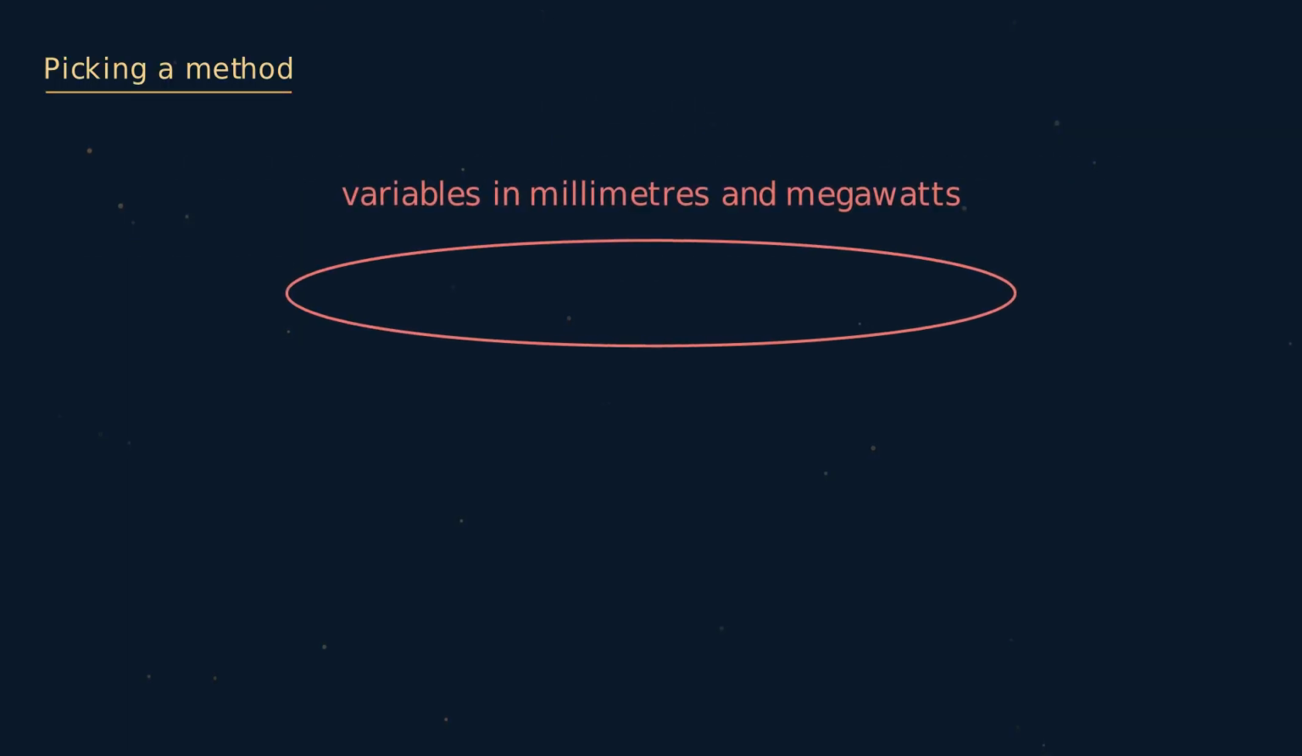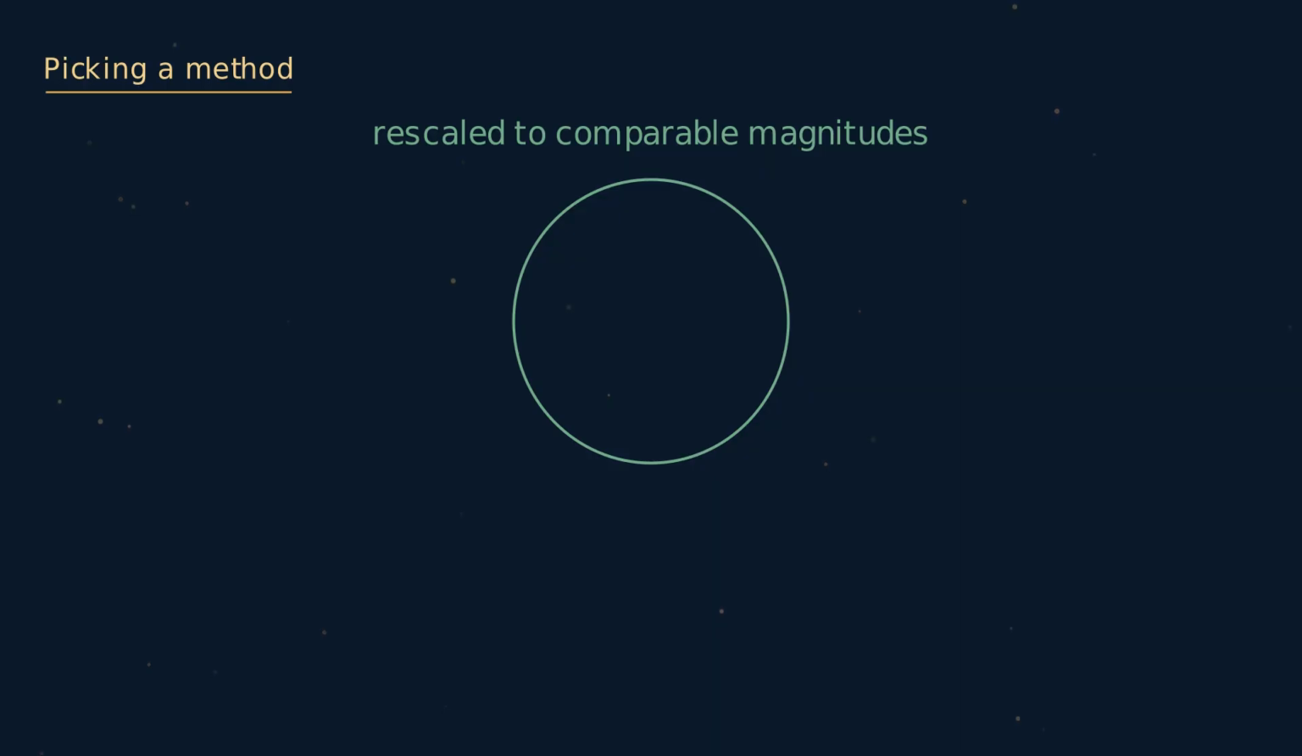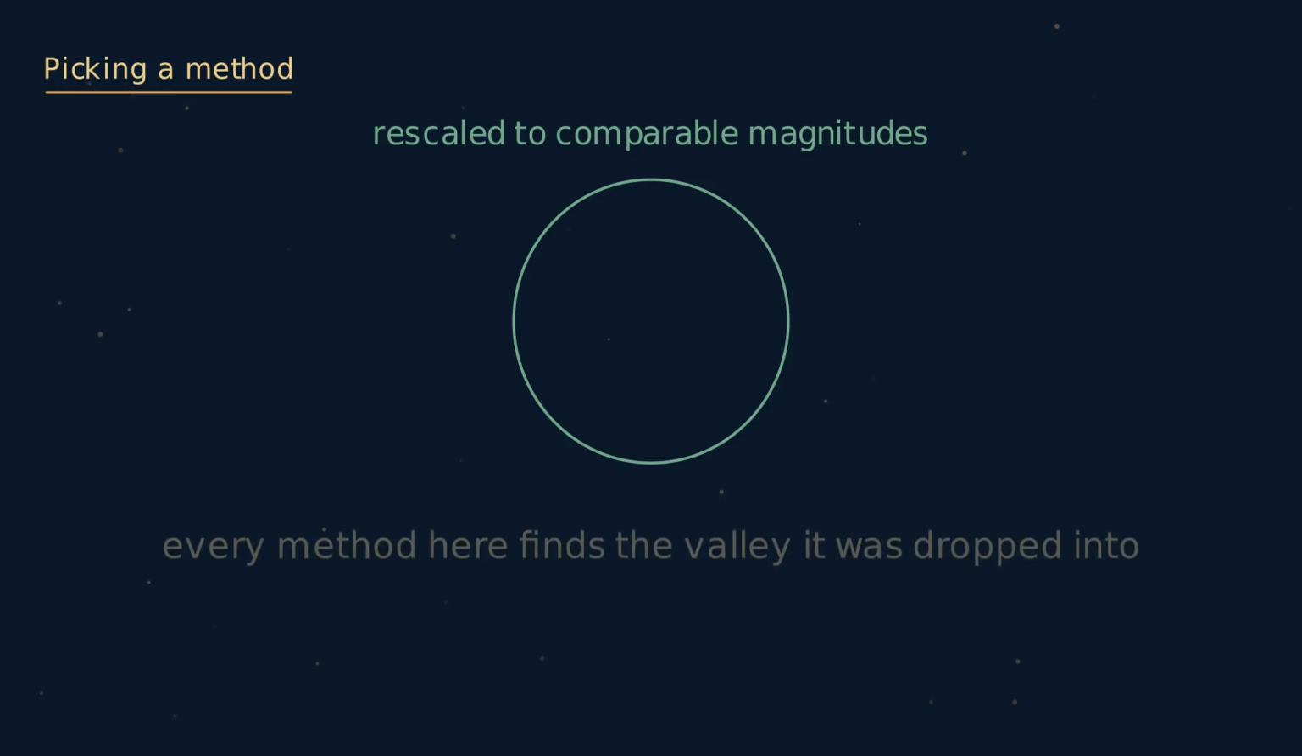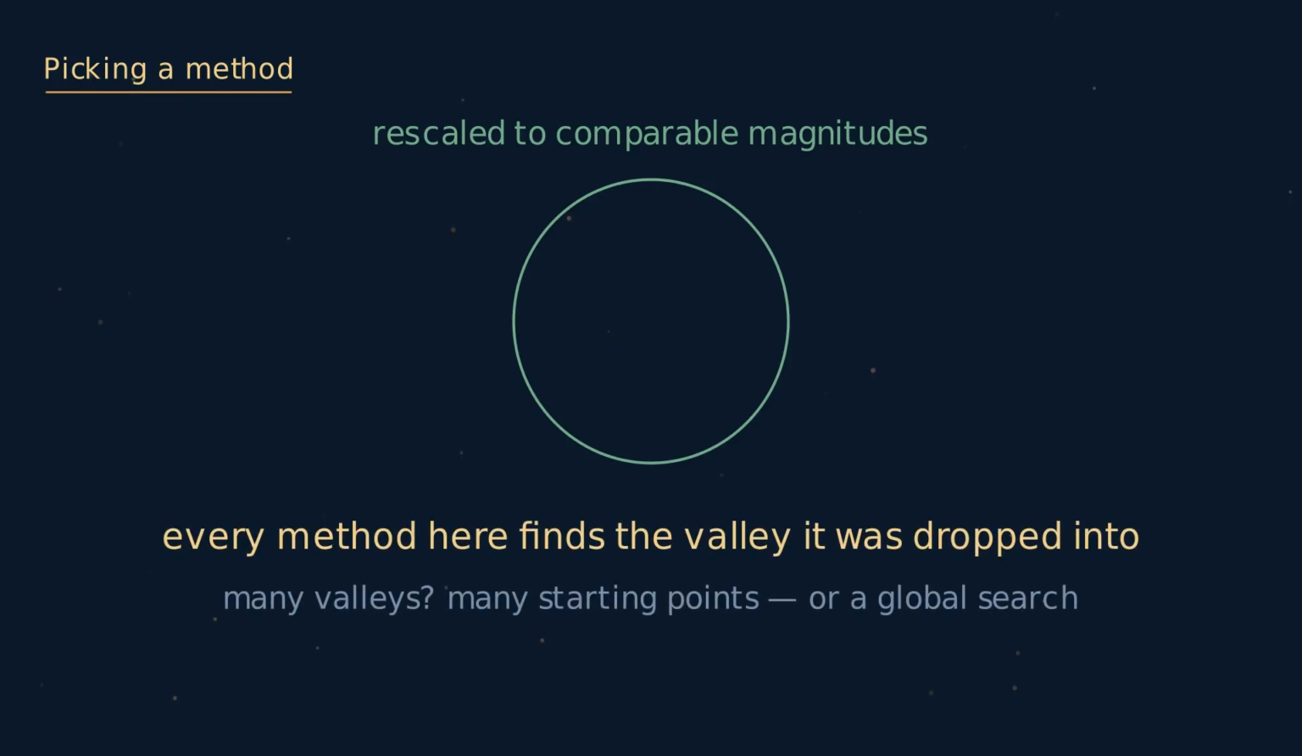Two warnings. First, scaling often matters more than the algorithm. One variable in millimeters and another in megawatts gives you a huge condition number for a purely clerical reason. Rescale, and the contours round out, often a bigger win than changing method. Second, every method here is local. It finds the bottom of the valley you dropped it into and has no idea whether a deeper one exists. Only convexity makes a stationary point the global answer.